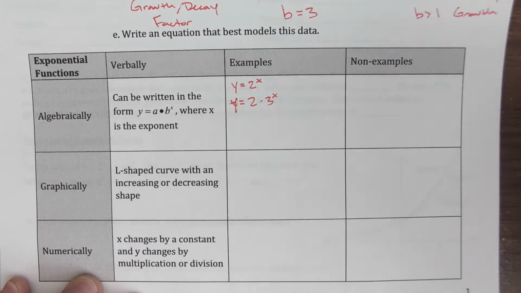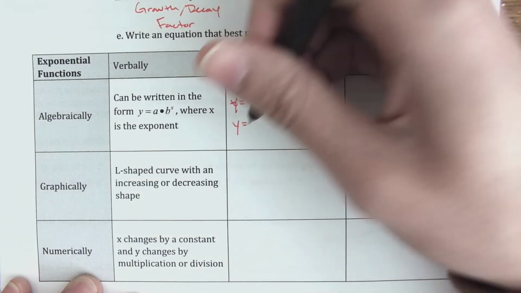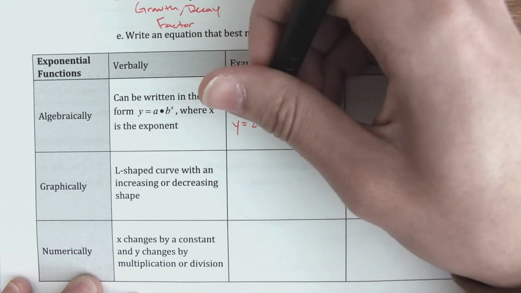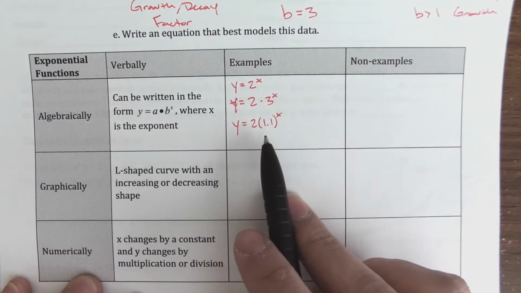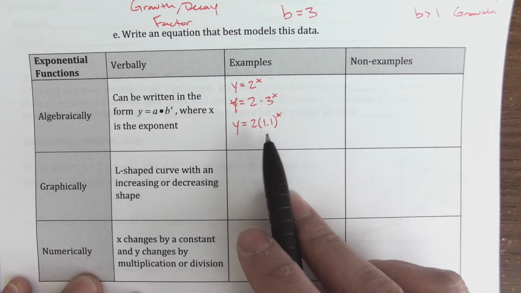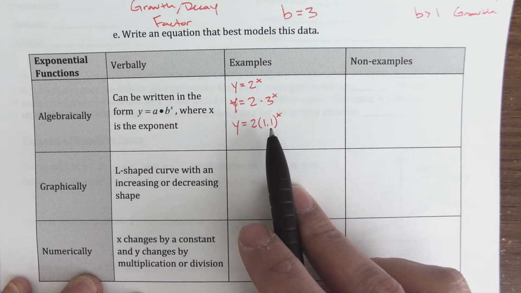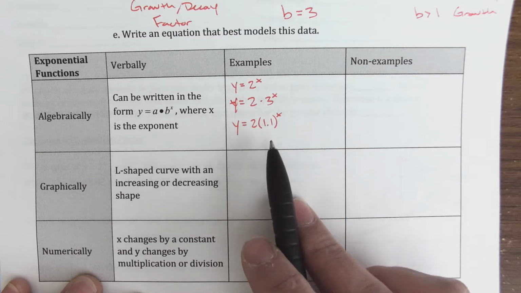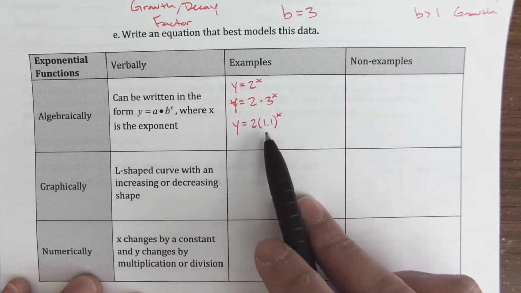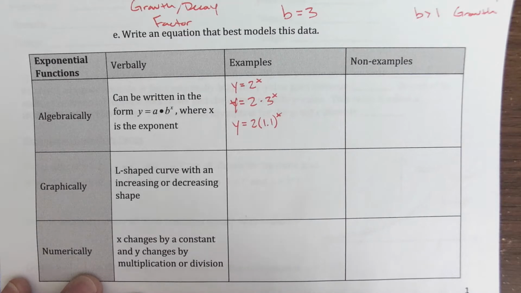You can write it using parentheses, just like how we can show multiplication using parentheses. You can say 2 times 1.1 to the x. And we're saying that this quantity here, this b value, 1.1, is what's being raised to the power x. In this case, we have b is greater than 1. This would be an example of exponential growth.